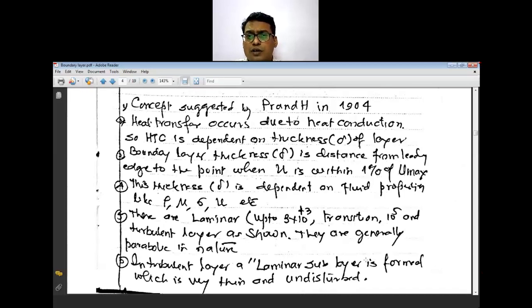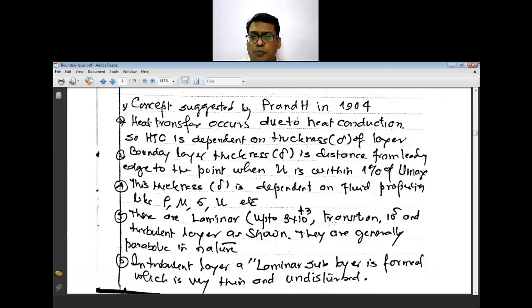Now also we will see some specific properties of the hydrodynamic boundary layer. The heat transfer occurs due to the heat conduction, so the heat transfer coefficient depends on the thickness delta of the layer. This boundary layer thickness delta is a distance from the leading edge to the point where the U is within 1% of the U maximum. 1%, that is, 0.99 U maximum.